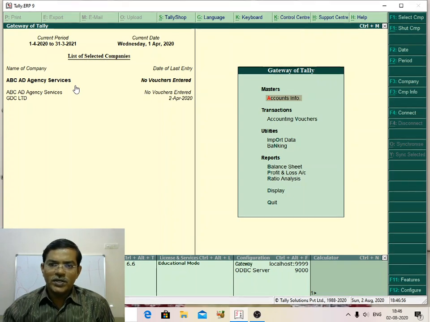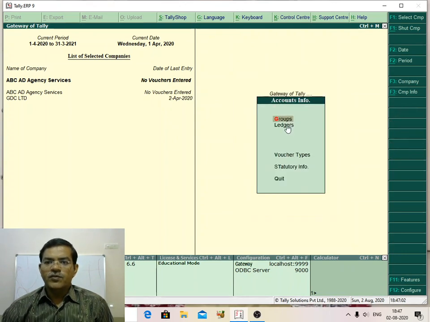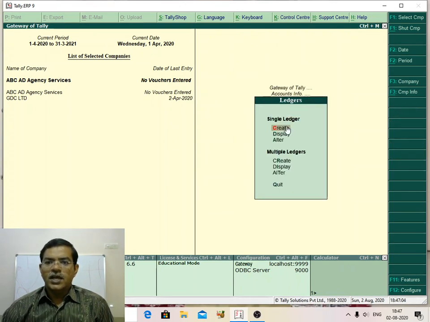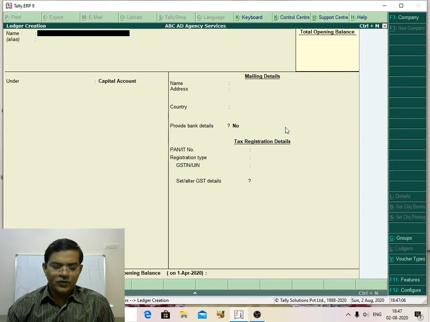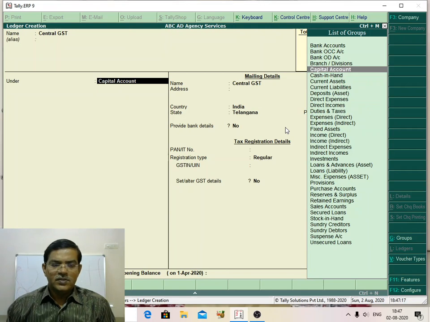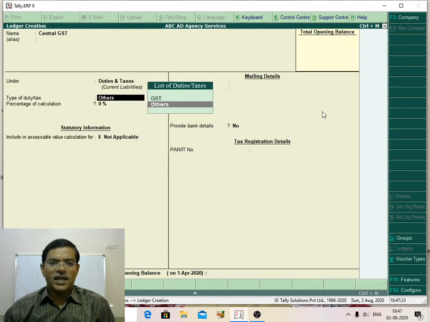So I am going to create ledger master. The navigation is: go to Gateway of Tally screen, Inventory Info, Ledgers, and select the Create button. First I am going to create three ledger masters. That is Central GST. Central GST is under the duties and taxes category.